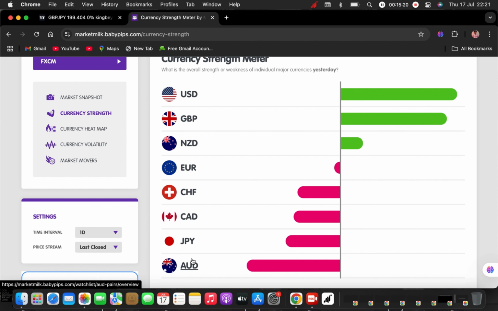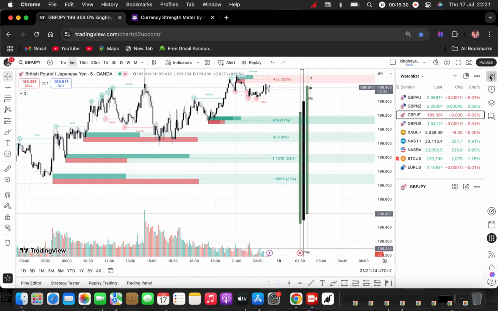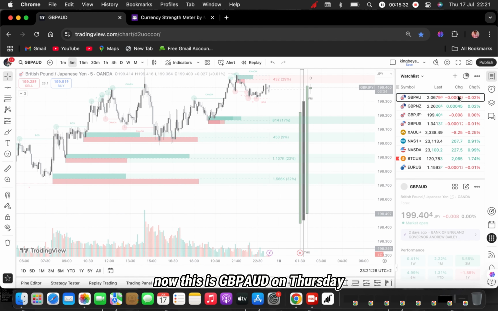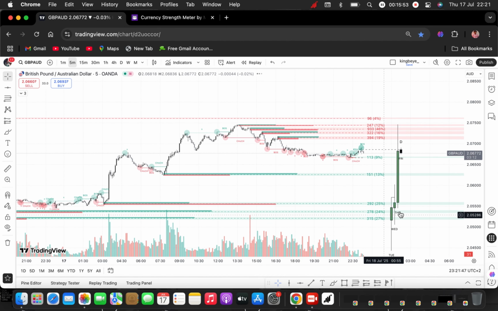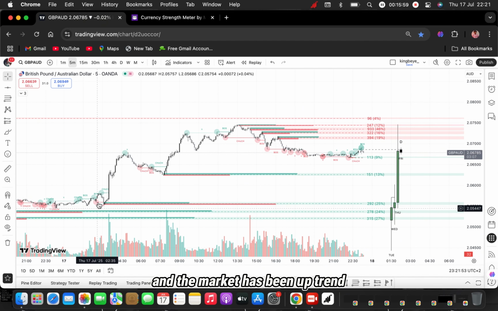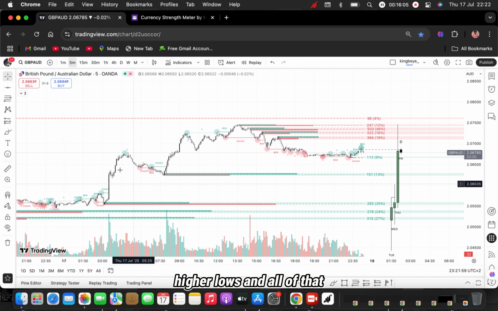Now let's go to GBP AUD. Now this is GBP AUD on Thursday. You can see Thursday, and the market has been in an uptrend. You can see it's creating higher highs, higher lows, and all of that.